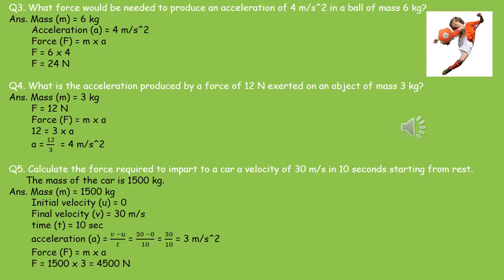The fifth sum is calculate the force required to impart to a car a velocity of 30 meter per second in 10 seconds starting from rest. Here the mass of the car is 1500 kg. The initial velocity is u, which is 0. The final velocity is v, 30 meter per second. Time is 10 seconds. Acceleration a is equal to v minus u by t. So 30 minus 0 by 10, that is 3 meter per second square.